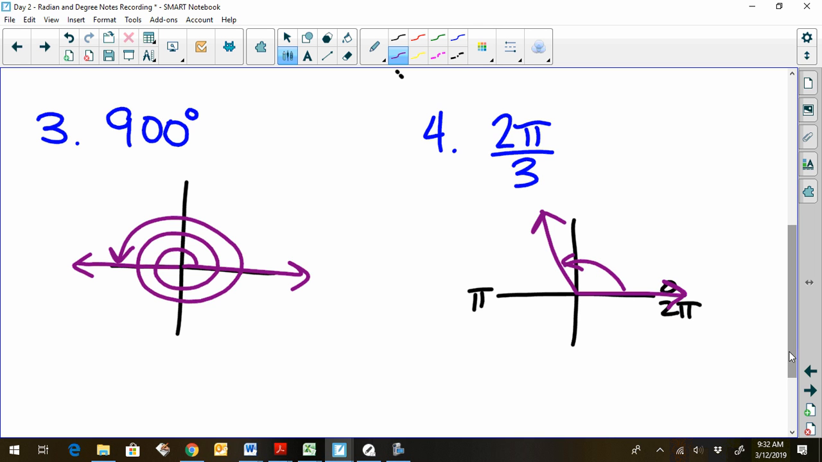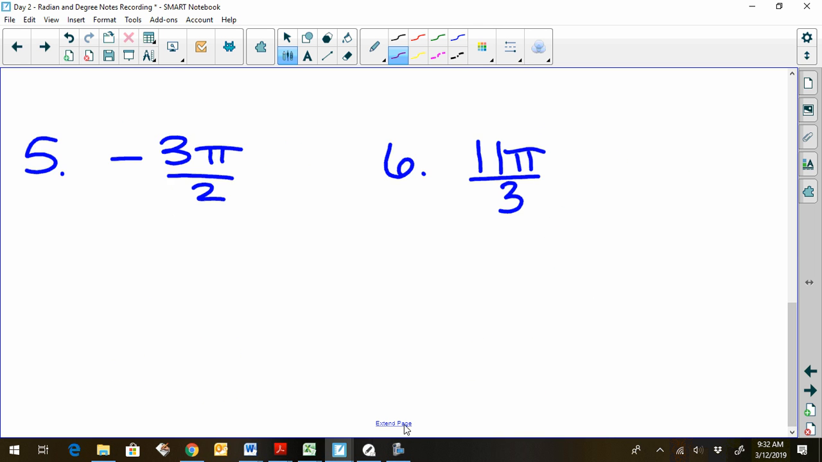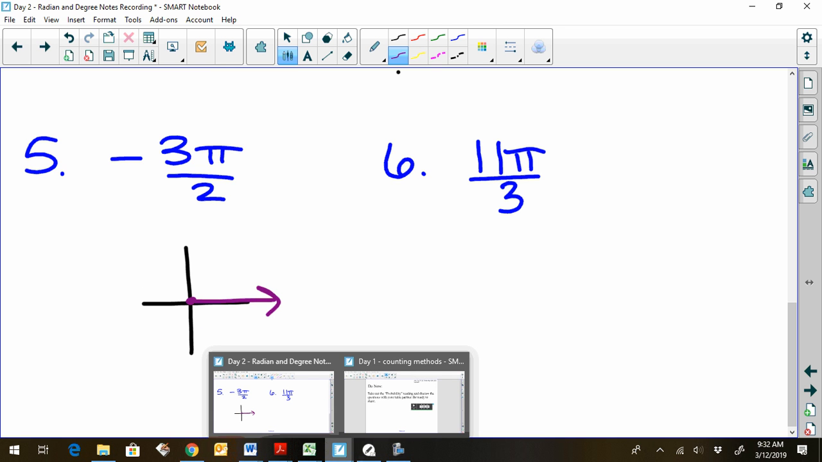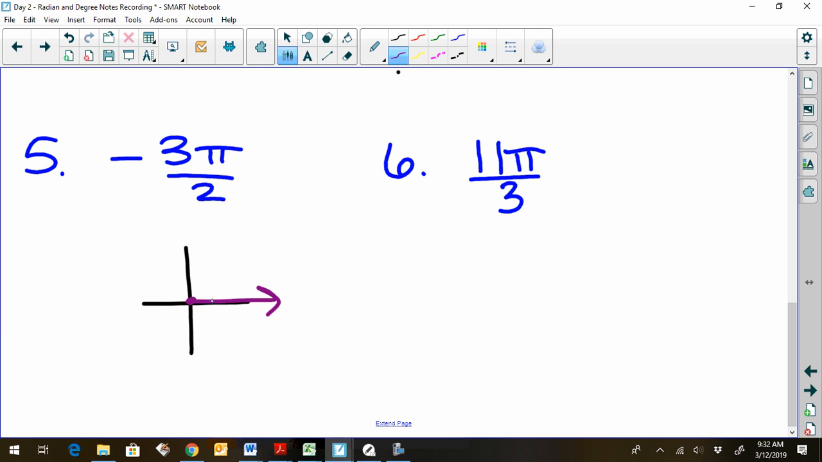All right, so here are a couple more. Number 5, negative 3 pi over 2. Our initial side starts at the same place. 3 pi over 2, we know that was down here at 270, but negative, we're going to go downward, so we're going to go back up to a negative 3 pi over 2, because all the way around would be 4 pi over 2, and we want it to be 3 pi over 2.